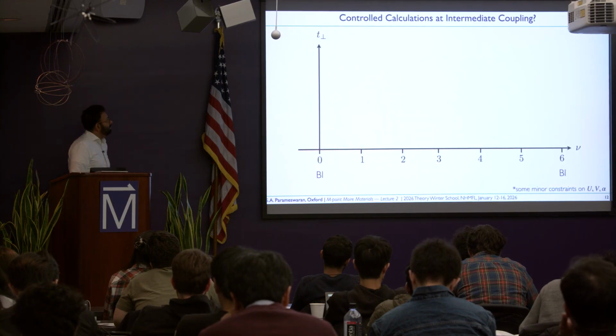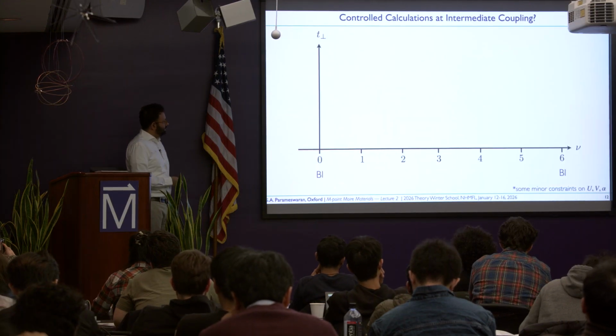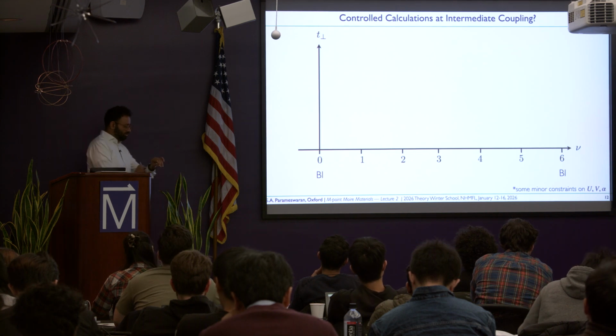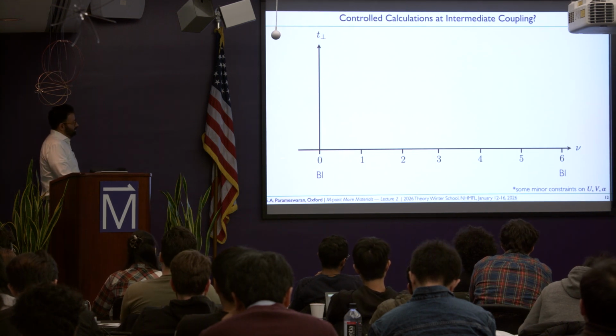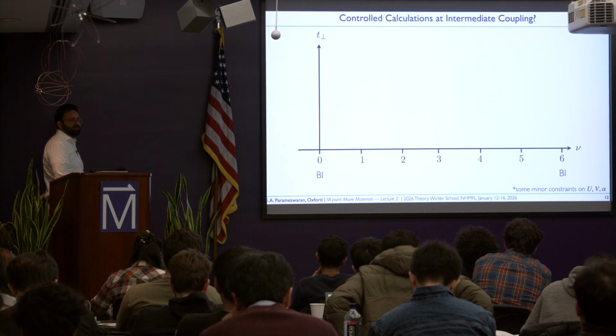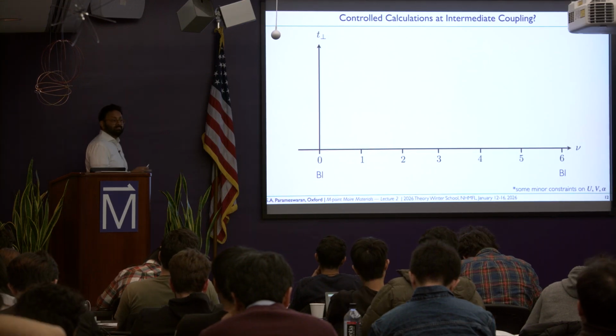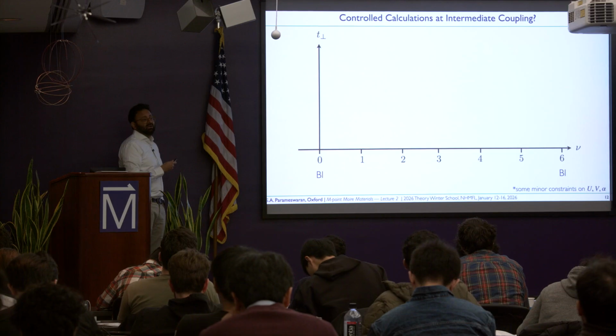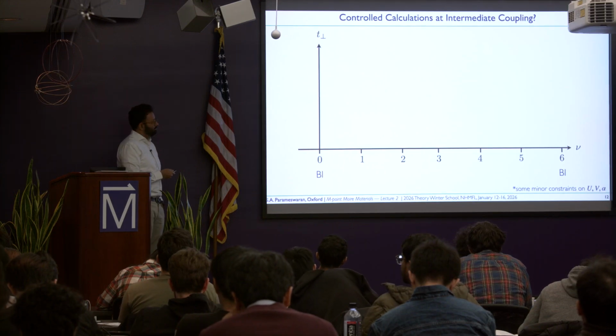Okay, so how can I do controlled calculations in intermediate coupling? I'm going to put up a phase diagram and show you where I have some control. On the x-axis, I have the filling, from 1 to 6. And on the y-axis, I'm putting T-perp, this second neighbor, same intra-valley hopping term.